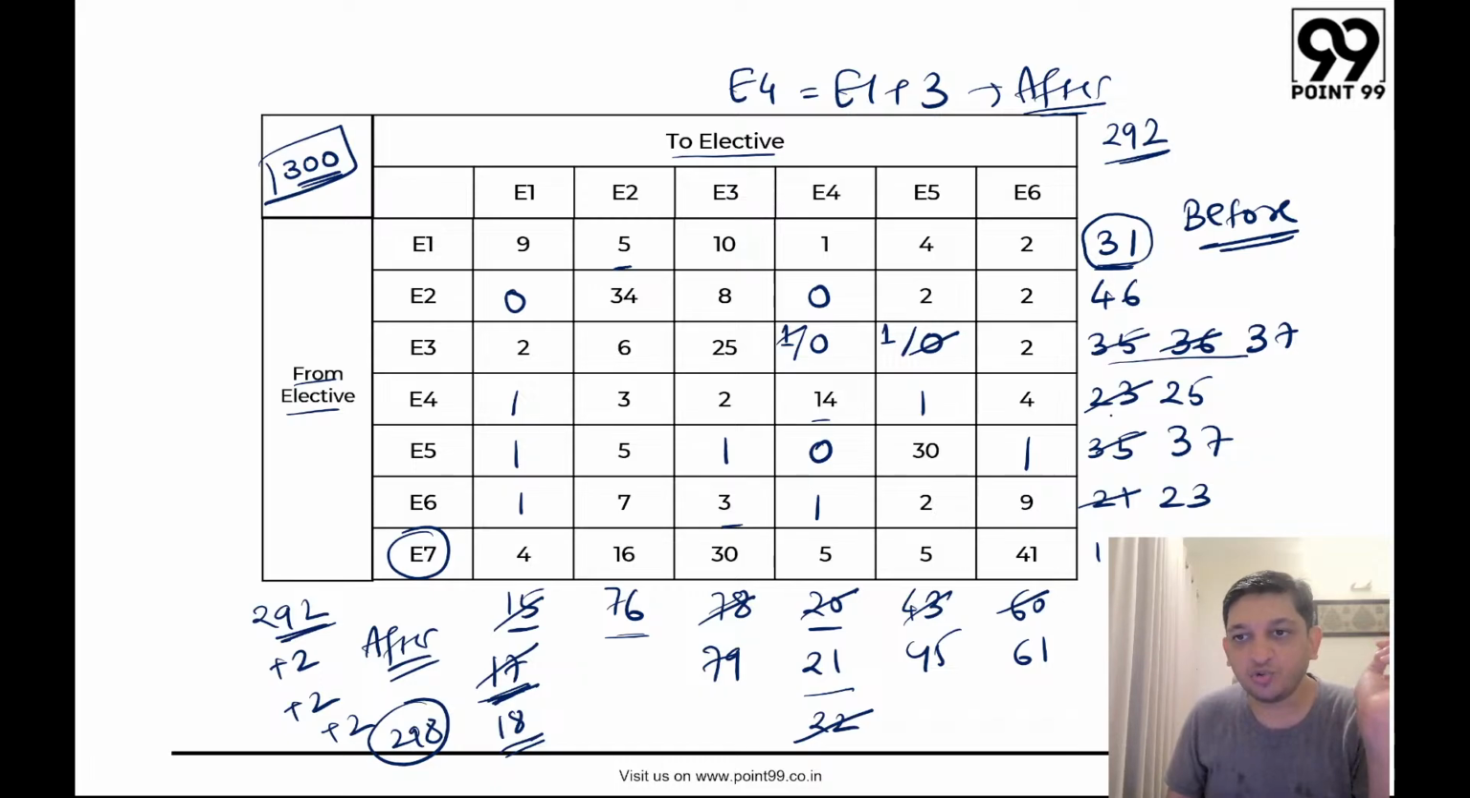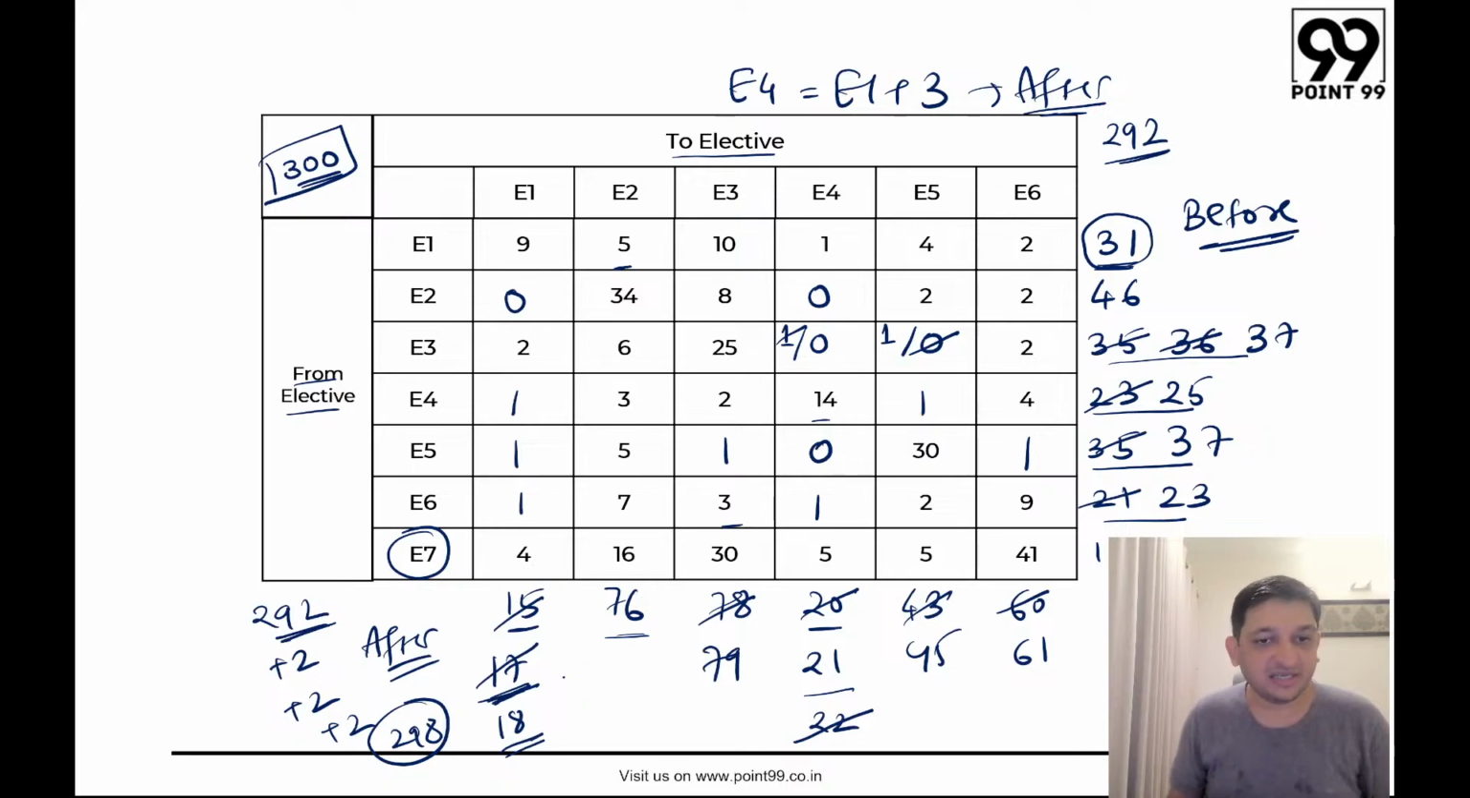So here it became +2, here +2, here +2, here +2. So 8 we have adjusted in the rows. Let's look at the columns: here +3, here +4, +5, +7, +8. Again we have adjusted 8 here, right? So we have adjusted 8 in the rows, adjusted 8 in the columns.